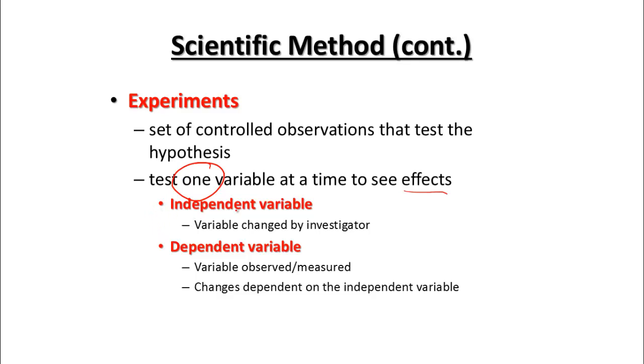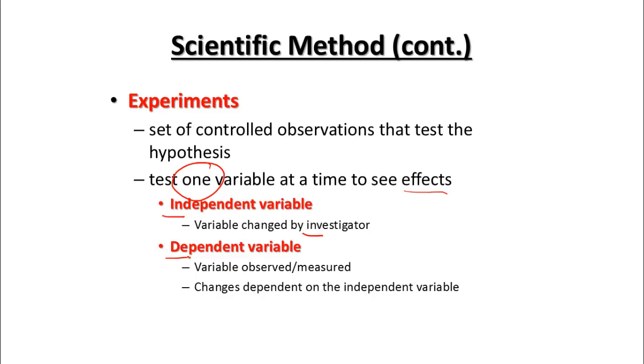Remember the independent variable is changed by the investigator. So in an experiment, the variable that you try to test and change, that's called the independent variable. And then what we do is we measure the other variable, and the other variable is called the dependent variable. And this is the one that we're going to measure or observe.